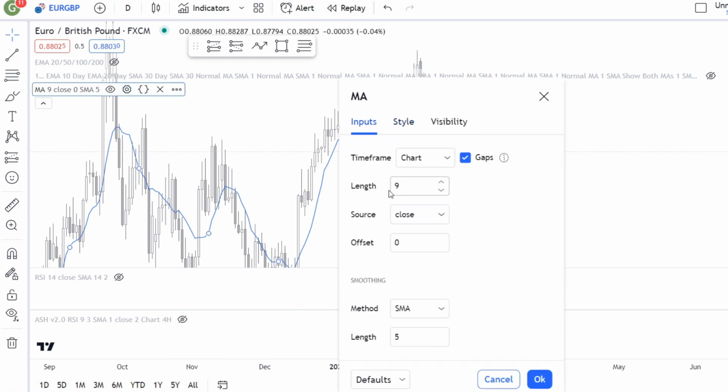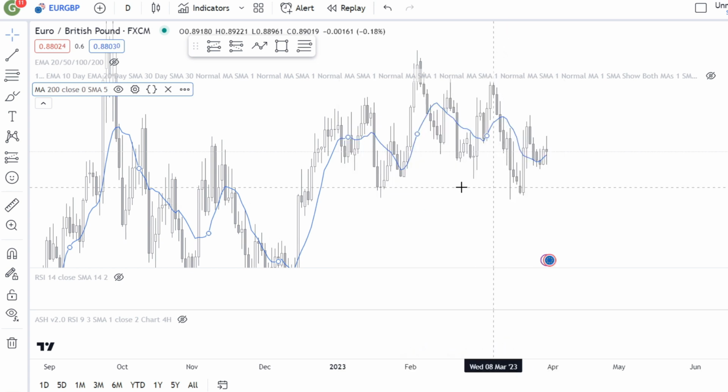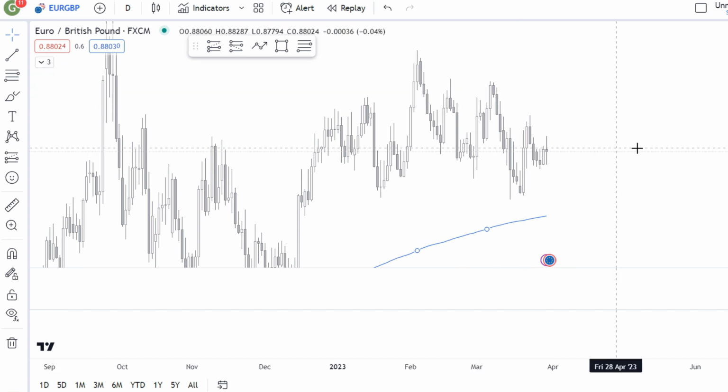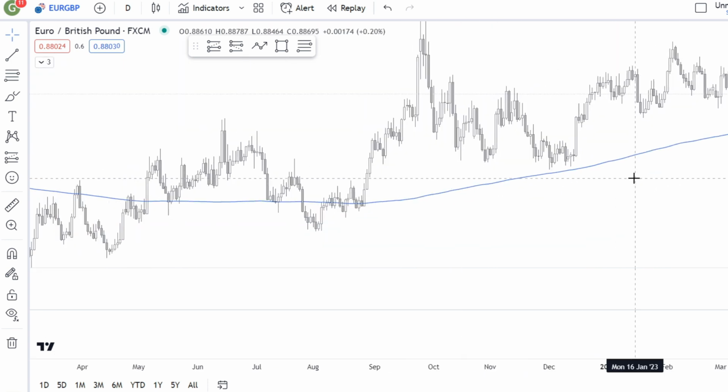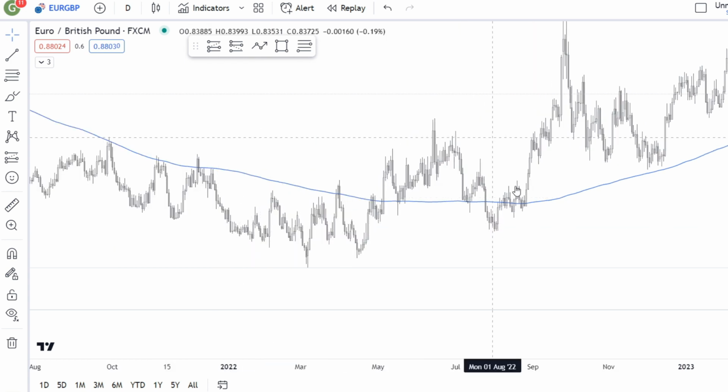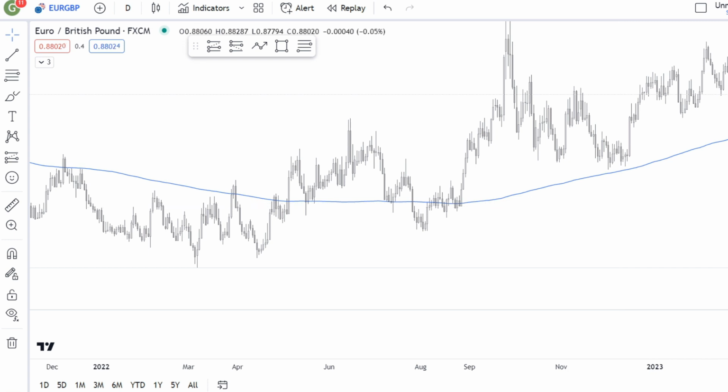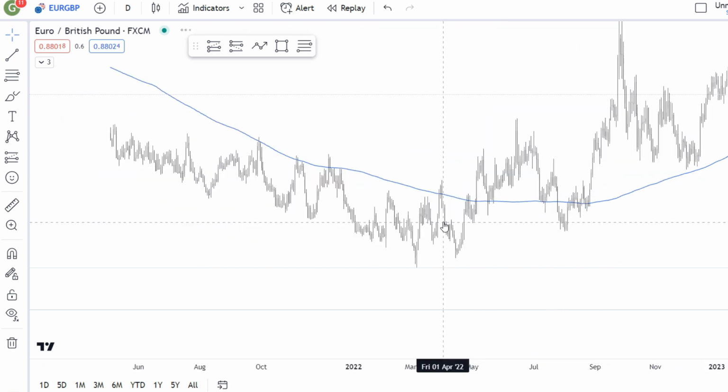What does the length 9 mean? It means that it shows the average of the last 9 candles. So when I use the 200, for example, it shows the average of the 200 candles. So the price goes up, the price goes down, and this over here shows the average. And as you can see in this chart, the moving average line smooths out the price action and provides a clearer picture of the trend.